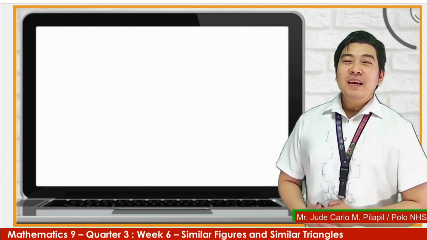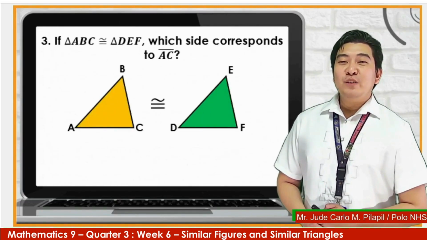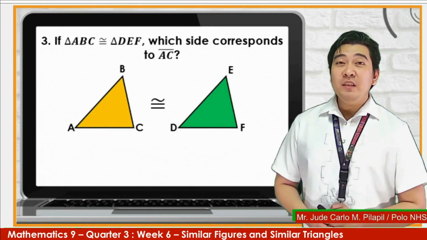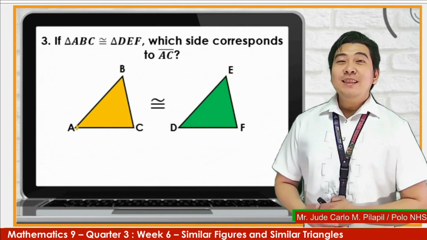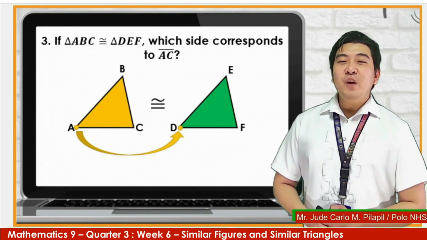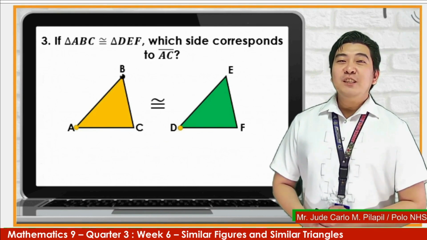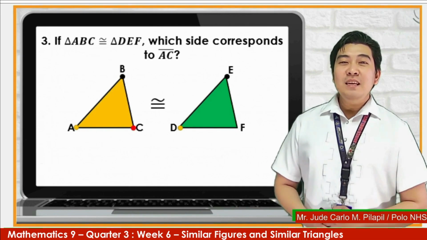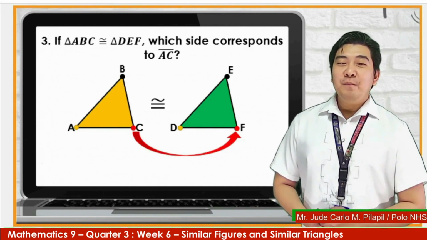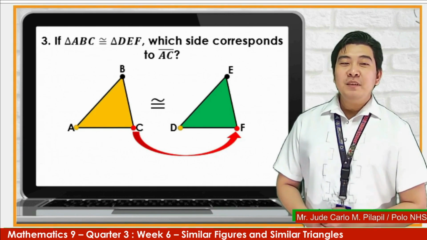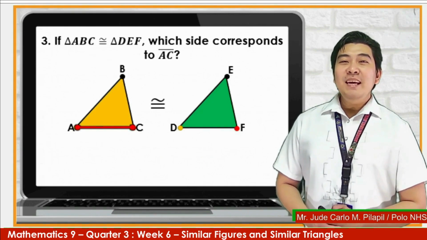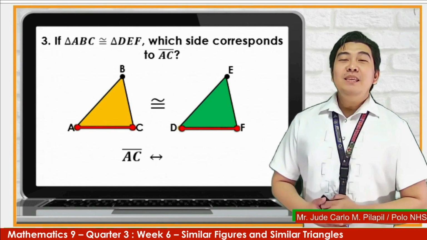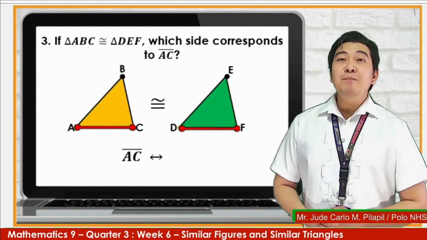To recall, in determining the correspondence of sides, we should consider the proper correspondence of the vertices first. Vertex A corresponds to vertex D. Vertex B corresponds to vertex E. And vertex C corresponds to vertex F. After we know this concept, we can say that segment AC corresponds to segment DF. Remember, the order of the vertices is important.